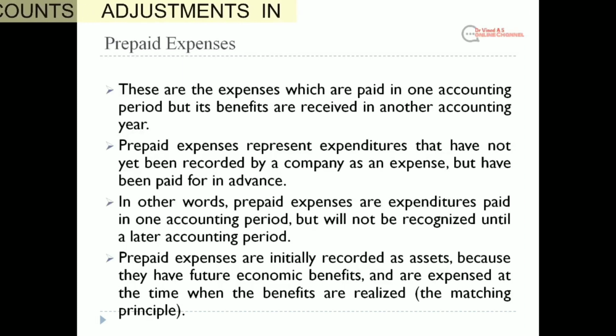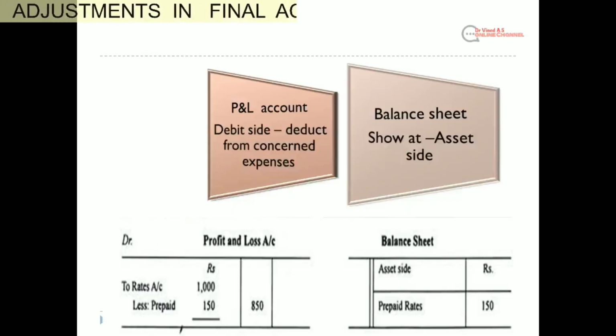Prepaid expenses are initially recorded as assets because they are future economic benefits and are expensed at the time when the benefit is realized, based on the matching principle. If there is a prepaid expense situation, that expense has to be deducted from the concerned expenses on the debit side of your profit and loss account and will be shown on the asset side of the balance sheet.